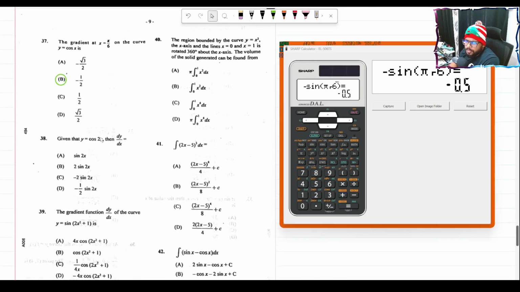Y is equal to cos 2x. When I differentiate cosine, I get negative sine, and I must multiply by the differential of the angle. So we get -2 sin 2x.